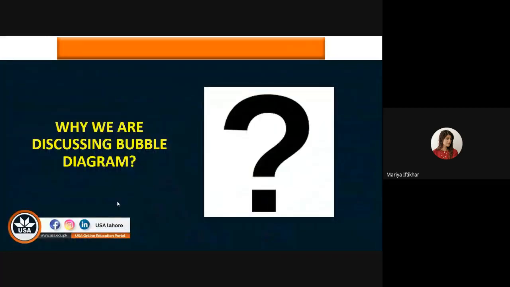So why are we discussing the bubble diagram? As you must be saying, this is the easiest part, but I would say that this is the most difficult one, because this is the basic phase where you draw the conclusion and connection between different spaces, and you draw the linkages between them.